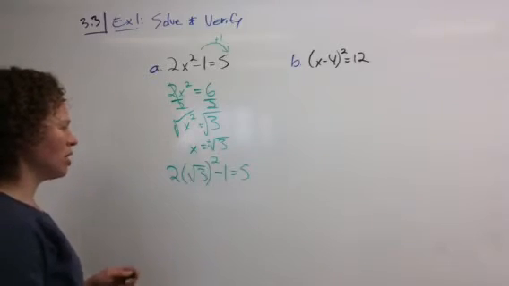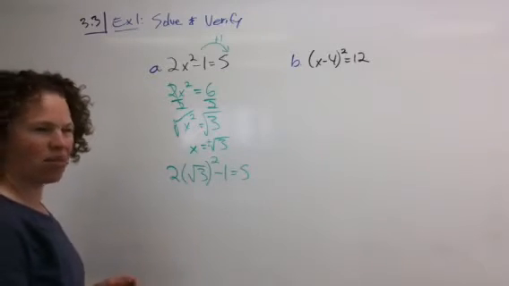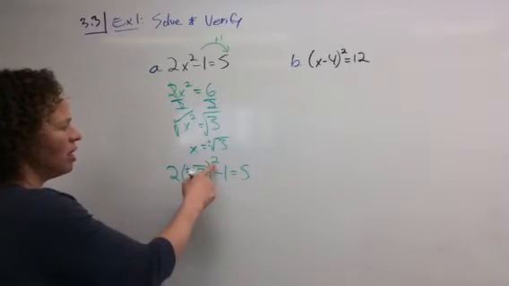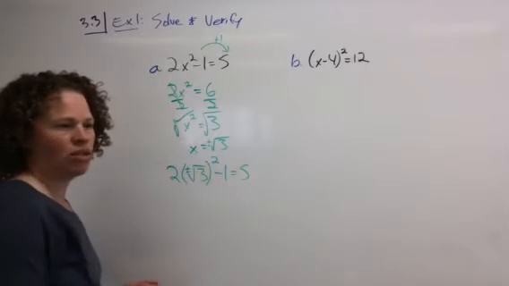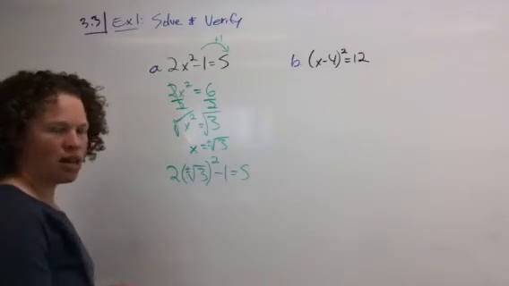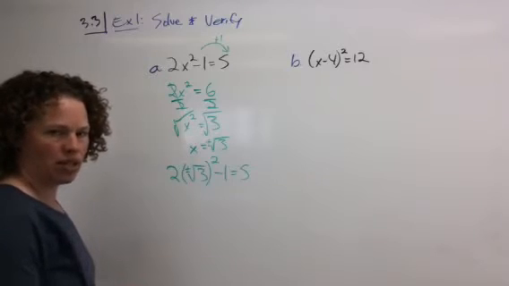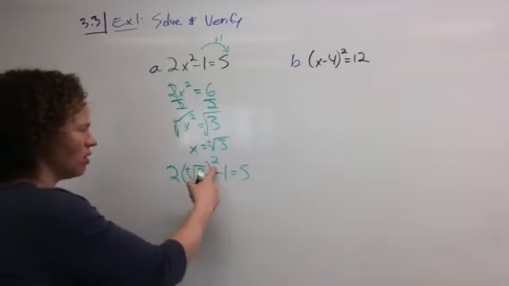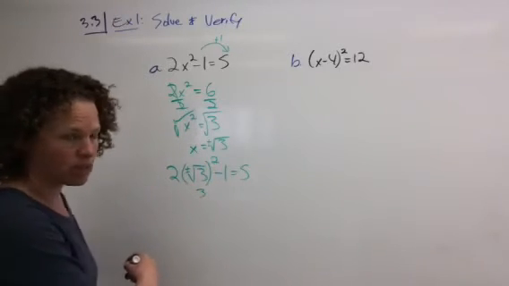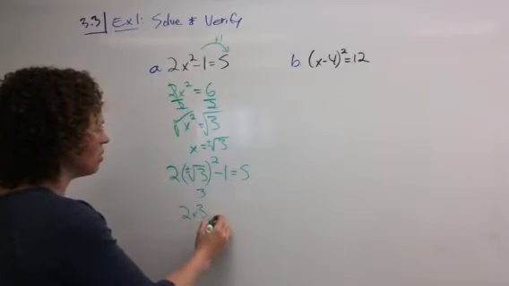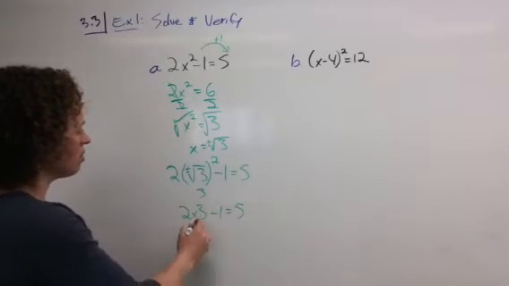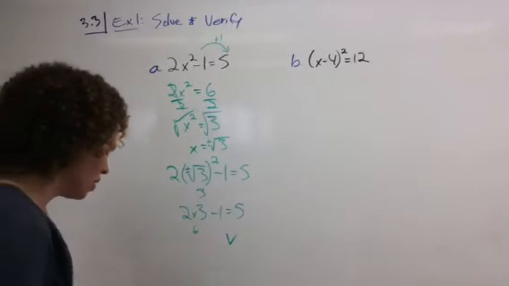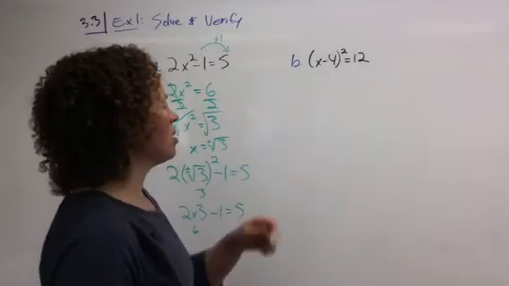Now, in your book, they would do this in 2 separate equations. I'm going to cheat a little bit and recognize that no matter if this is a positive or a negative, it's being squared right away, which means it's going to come out as a positive. So for either of the solutions, you're going to get the same answer. So I'm going to take the square root of 3 and square it, which means it's just going to be 3. And then 2 times 3 minus 1 equals 5. 2 times 3 is 6, minus 1, yeah, it equals 5. Perfect. So we're going to move on to the next equation, B.